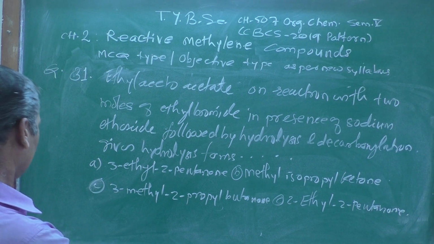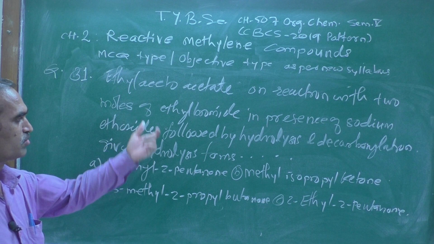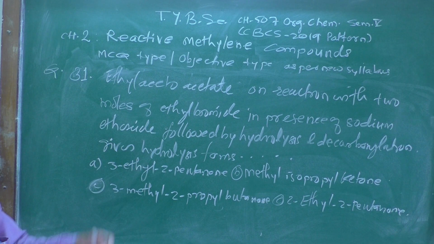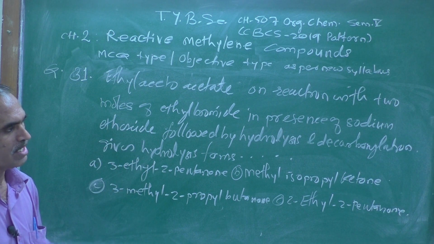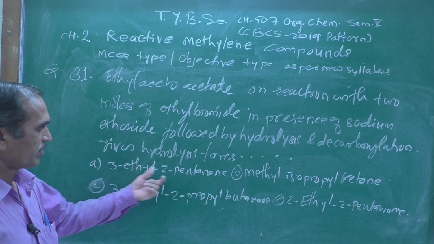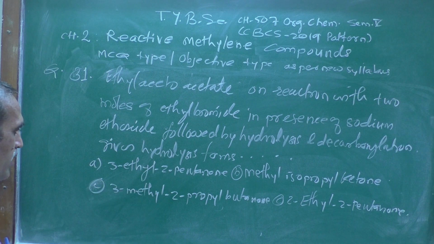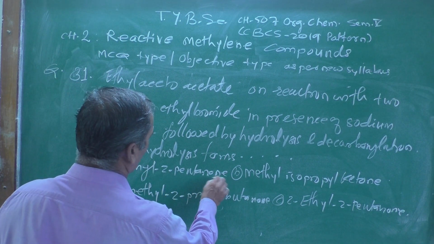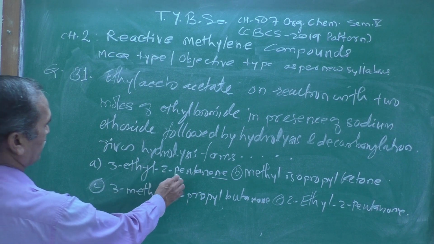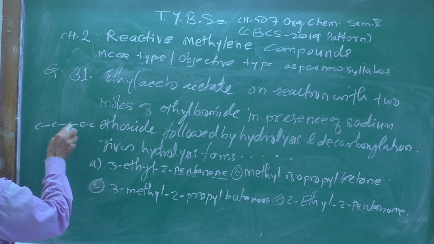See here, read the question carefully. Ethyl acetoacetate on reaction with 2 moles of ethyl bromide in presence of sodium ethoxide followed by hydrolysis and decarboxylation gives hydrolysis form. Different product names are given. 3-ethyl 2-pentanone. Do you know the structure of this? ONE indicates a carbonyl group is there. Pent indicates a 5 carbon atom straight chain. Let me draw here. 1, 2, 3, 4, 5.